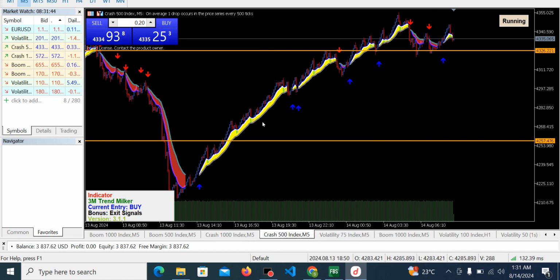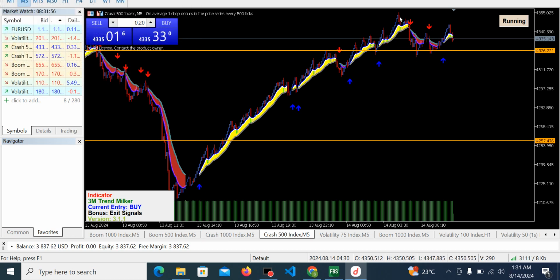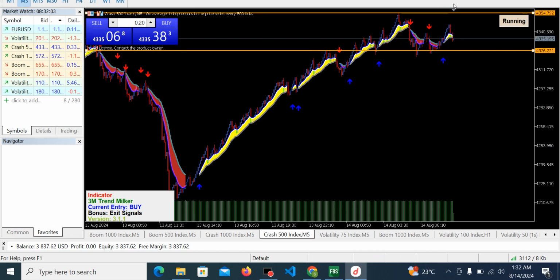Okay, now let's move on to crash 500, and it will be the last asset we will be checking out right here. Okay, and of course this started an uptrend from this support zone, and it kept on buying and buying and buying. Okay, it has gotten to this resistance zone. It has not been able to break out from there, and of course guys, it also finds it difficult to break out below this support zone.